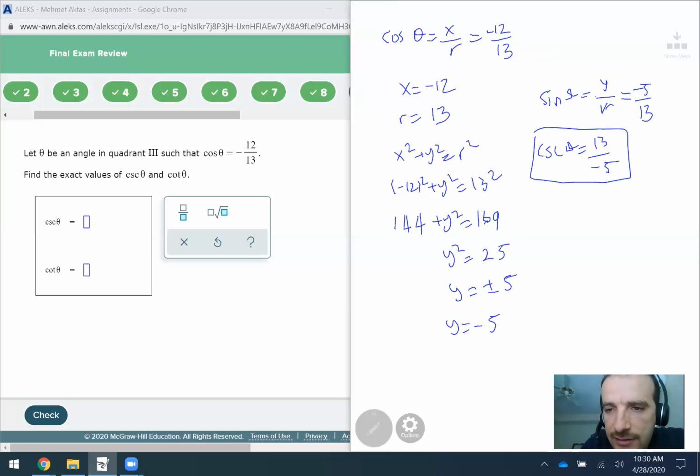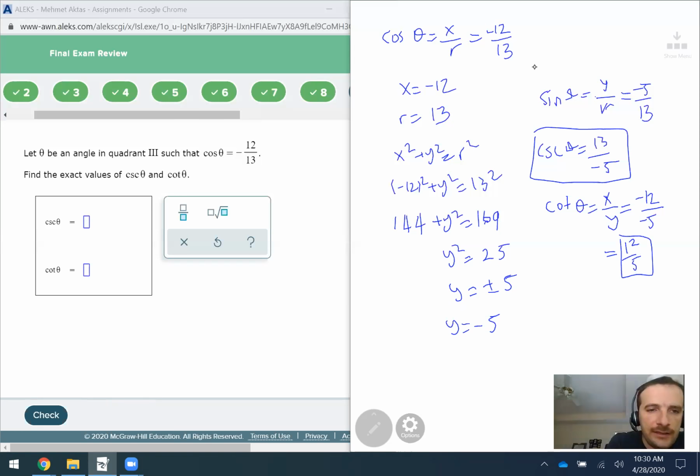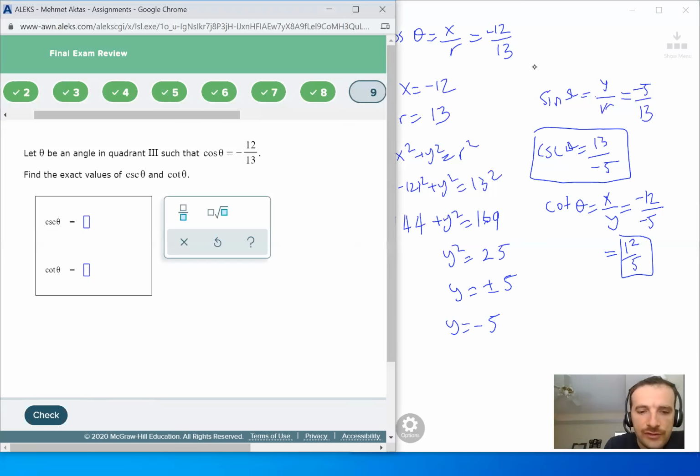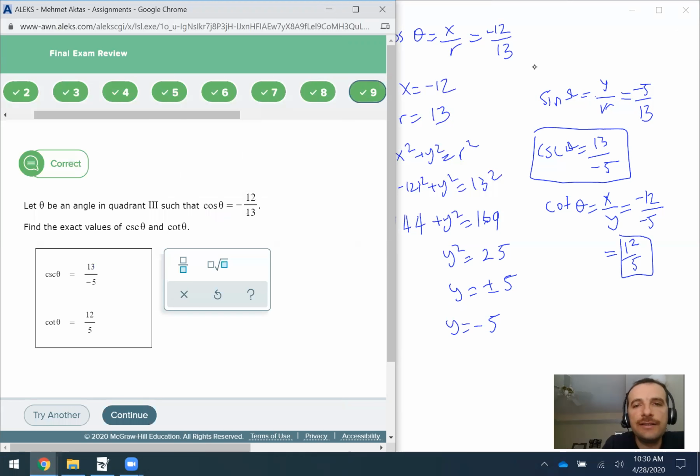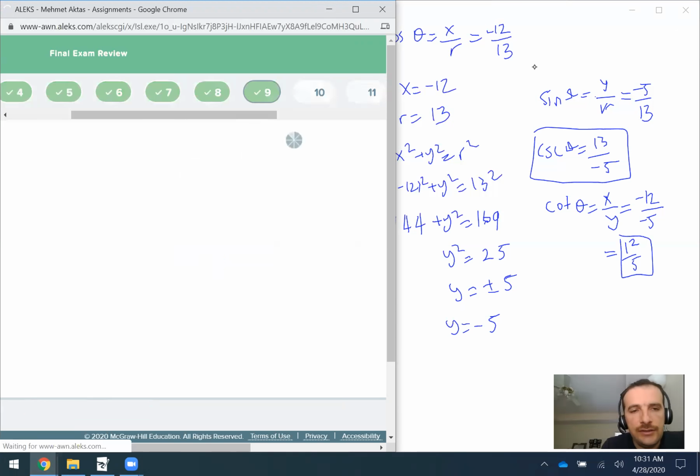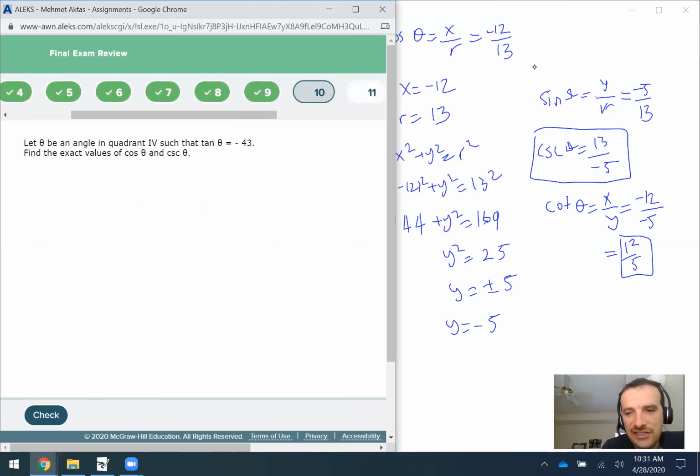Cotangent is, remember from the last problem, x over y. X is negative 12. Negative 12 over negative 5, which is 12 over 5, right? Okay, let's put the answers. For cosecant, this is 13 over negative 5. For cotangent, it is 12 over 5. Check it. Correct. Cool.